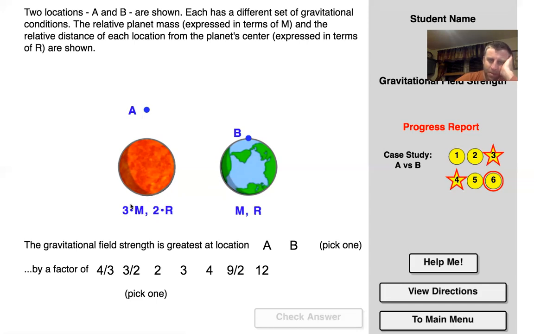So it'll get 3 times bigger because of this, the gravitational force or the gravitational field, but it will get 4 times less. So we're talking 3/4. This gravitational force is actually 3/4 of this, which means this one is actually 4/3 of this one. If this one's 3/4 of this one, that means this one's 4/3 of that one.